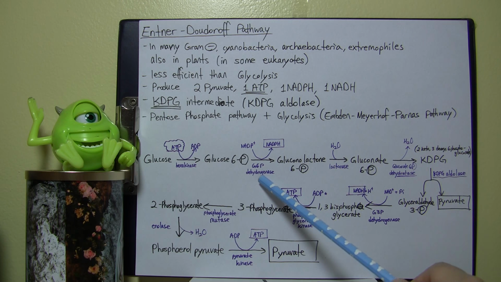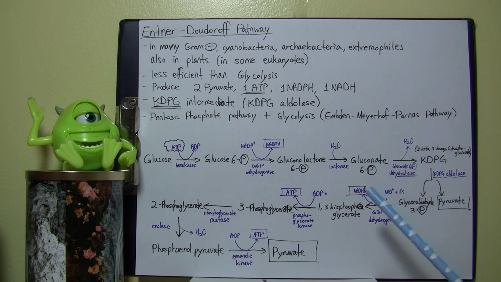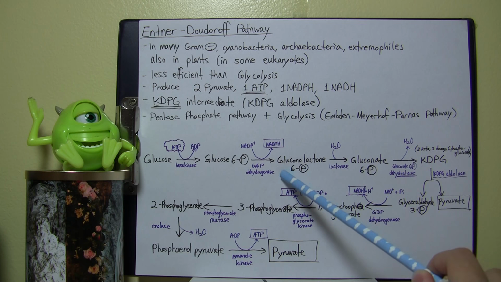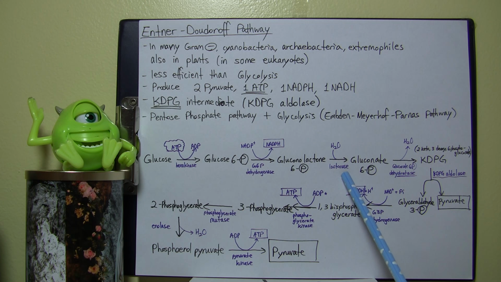Then using glucose 6-phosphate dehydrogenase, we are going to produce 1 NADPH. Then it becomes gluconolactone 6-phosphate, which using lactonase and water becomes gluconate 6-phosphate. And here, the difference is this enzyme. Instead of gluconate 6-phosphate dehydrogenase, we have gluconate 6-phosphate dehydratase, which releases water to produce KDPG.